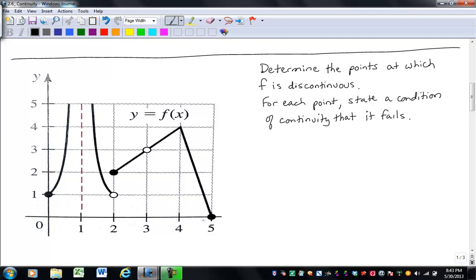Well, as I start at x equals 0, I'll notice I can draw the graph without lifting my pencil off the paper till I get to 1. Because there's a vertical asymptote at x equals 1. I have to pick my pencil up and set it back down on the other side to finish drawing. So I know it's discontinuous at x equals 1.